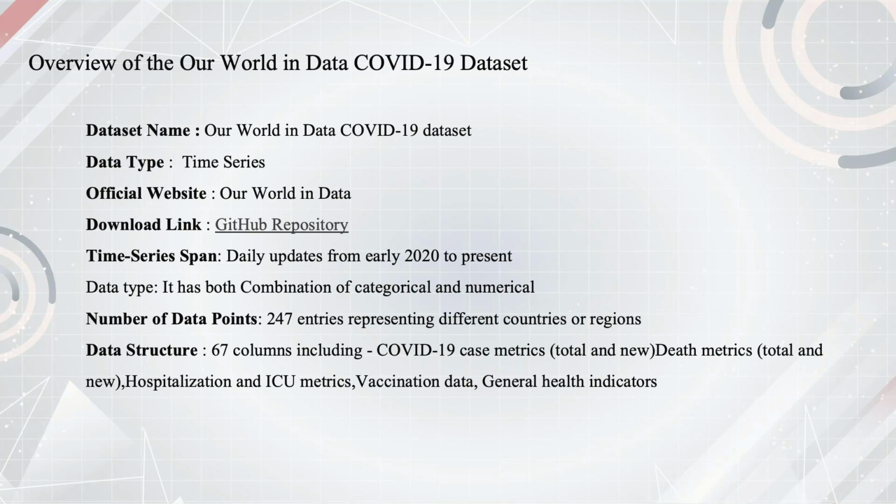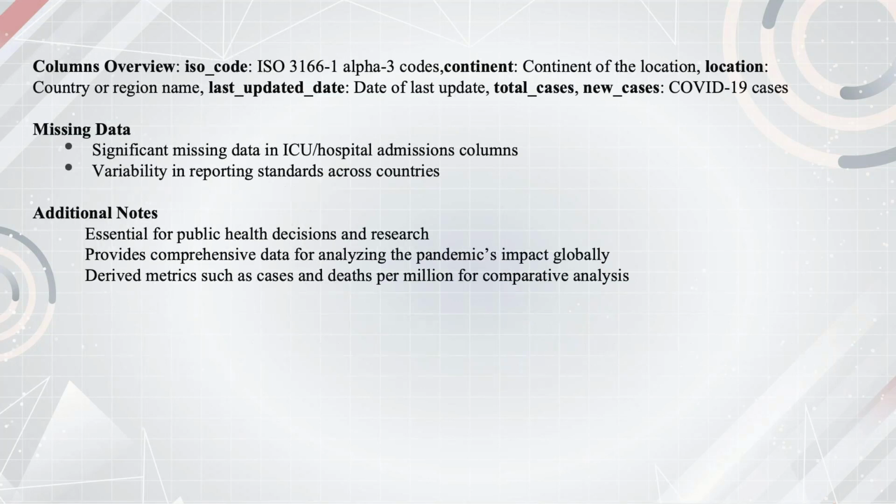As for data structure, it has 67 columns, including case metrics such as hospital, ICU, death, vaccination rate, and general health indicators. The column overview includes the ISO code, like the alpha-3 code, continent, location, last updated date, and total new cases of COVID-19. In this data there is missing data in the ICU and hospital admissions columns in particular, and variability in reporting standards across countries. Additional notes to consider: it is very essential for public health decisions and research, and provides comprehensive data for analysis of the pandemic's impact globally, with derived metrics such as cases and deaths per million for comparative analysis.